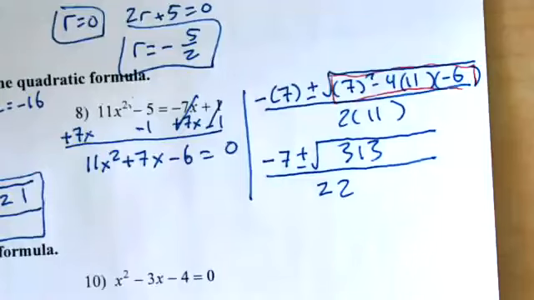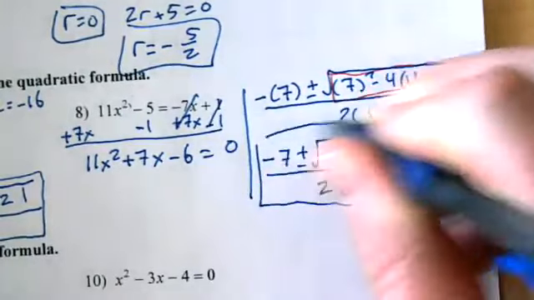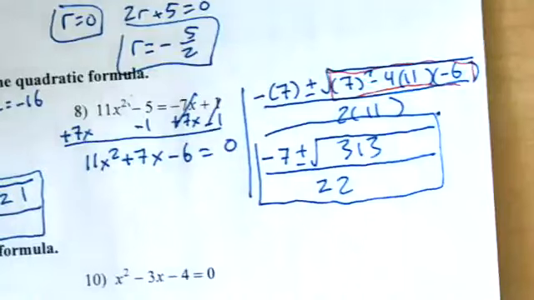Right, so that's it. If you've got a calculator, you can make this go a lot faster. Once you put it in there, you just type the inside of your radical into your calculator, and that's it. That's the final answer.